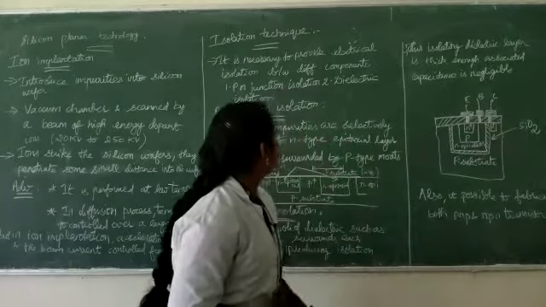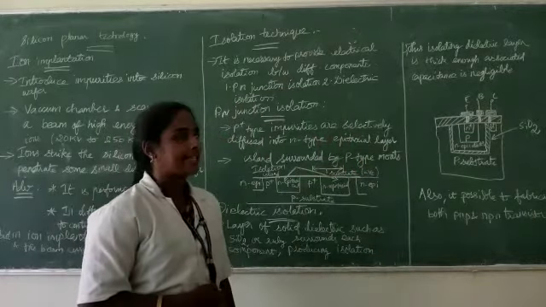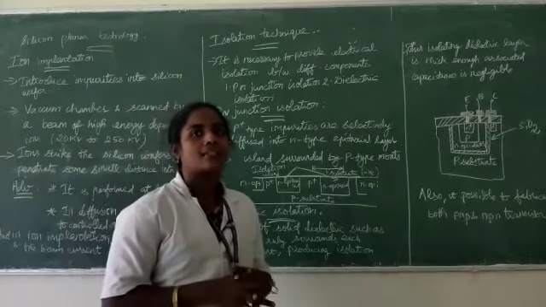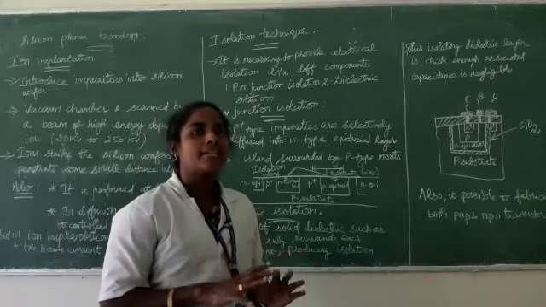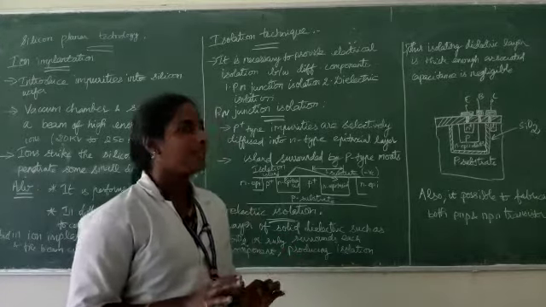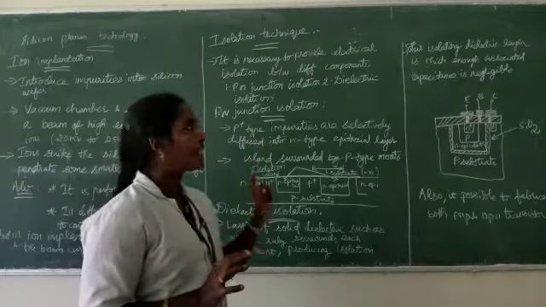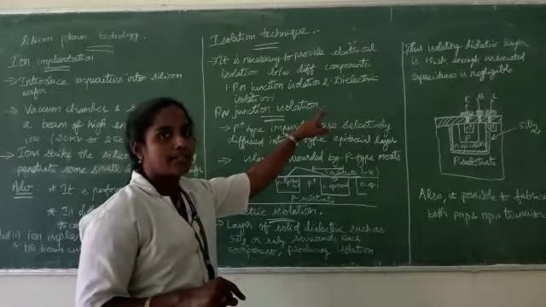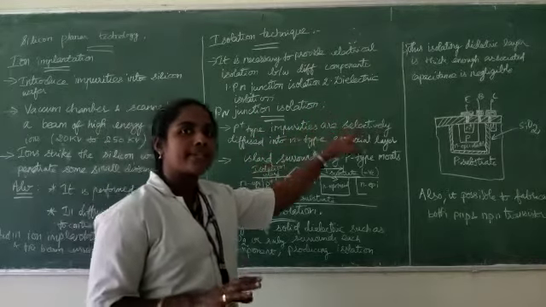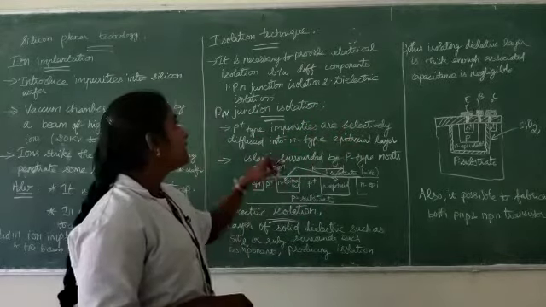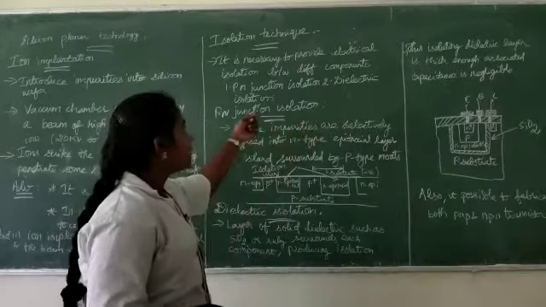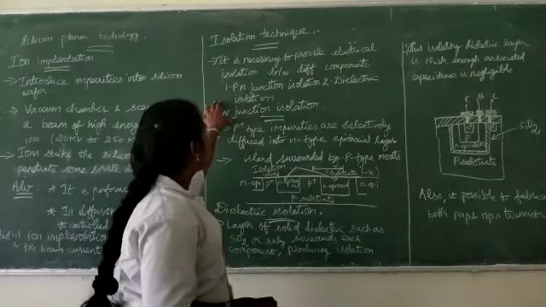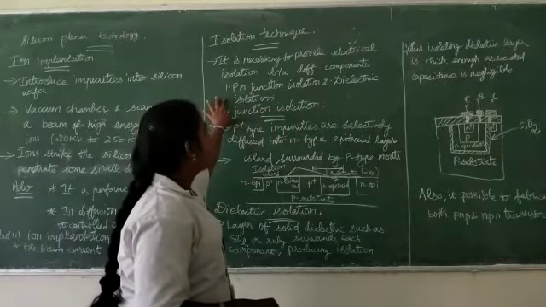Next we can see the isolation technique. Since a number of electrical components are fabricated on a single IC chip, we necessarily need to provide electrical isolation between the different components. In isolation technique we have two methods.